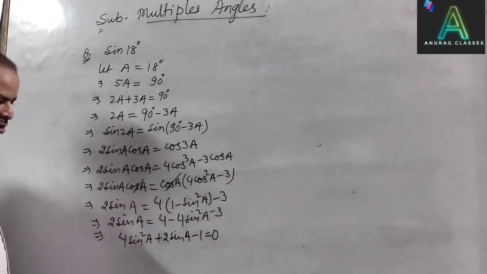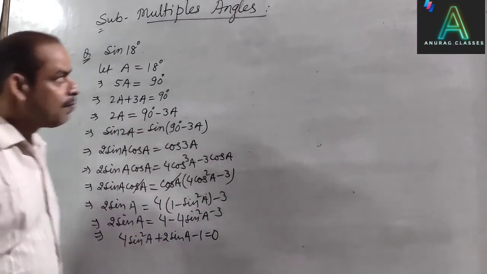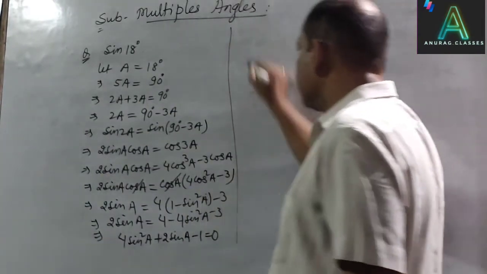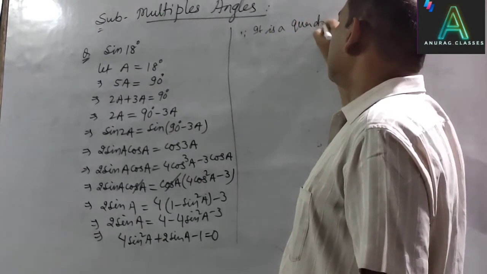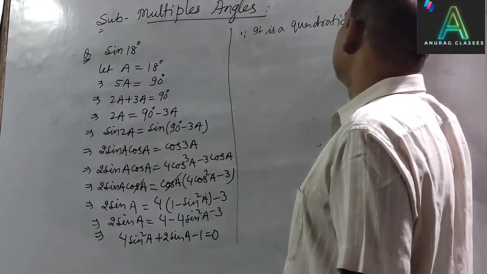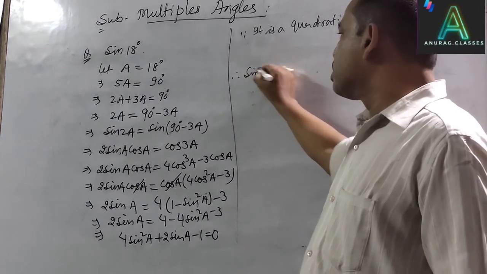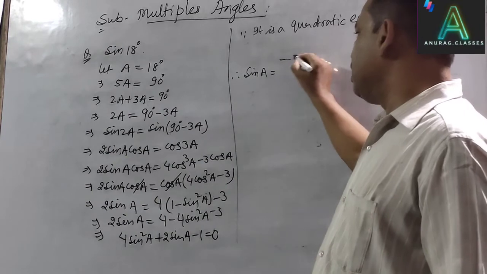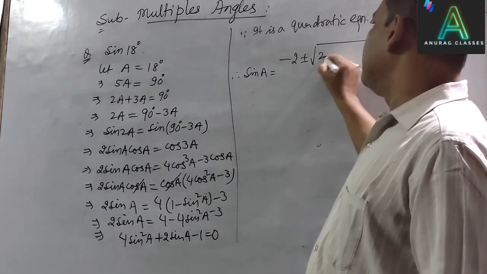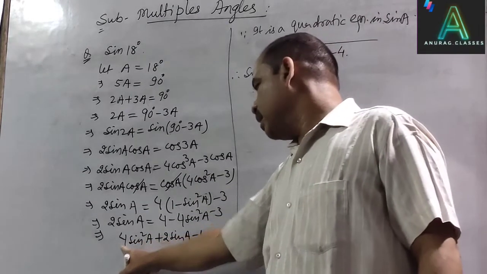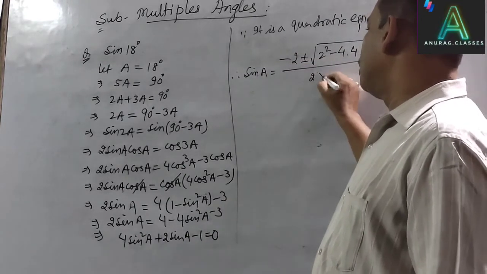Very easily you can check it. So this equation is a quadratic equation, quadratic in sin A. Therefore sin A is equal to, the formula is minus b, the value of b is 2, minus 2 plus minus under root b square minus 4ac, where a is 4 and c is minus 1, divided by 2a.